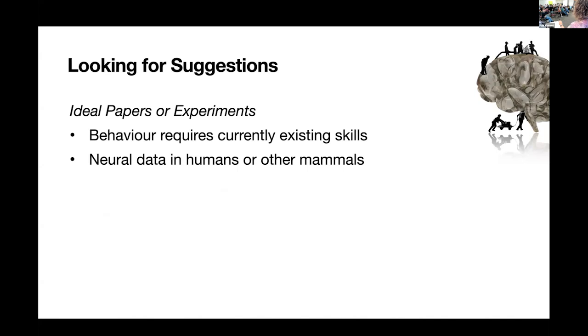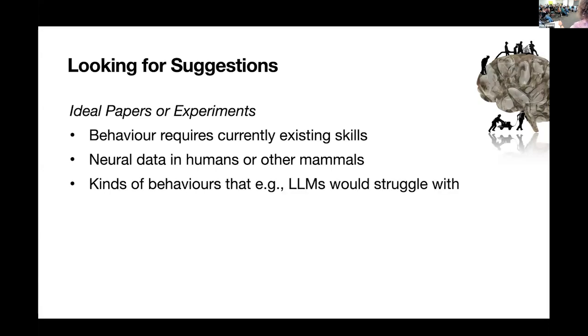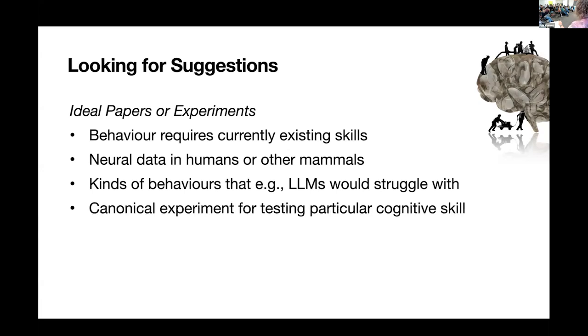The ideal types of papers or experiments that fit what we've done so far are behaviors that require skills that you've seen demonstrated here-ish. What that means is we don't have to build a brand new component or do research into any part of the brain that we're not familiar with. We want neural data in humans or other mammals. This is often a challenging one, right? Getting neural data in humans in particular is tricky. But since we're modeling at the level of neurons, we would ideally like that kind of data. And the kinds of behaviors that other technologies solving similar tasks would struggle with, right? LLMs are an example, like the one I just showed.